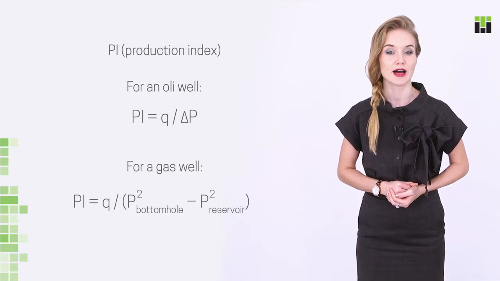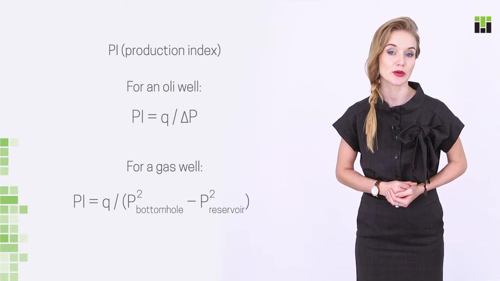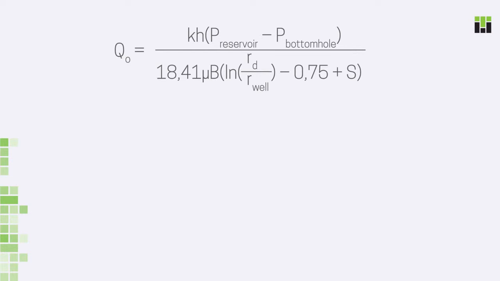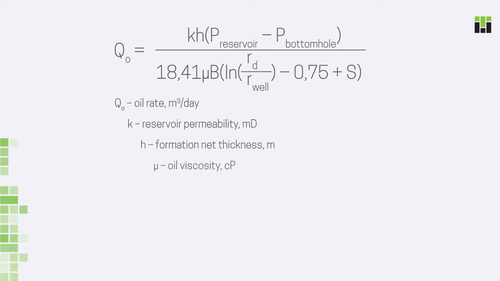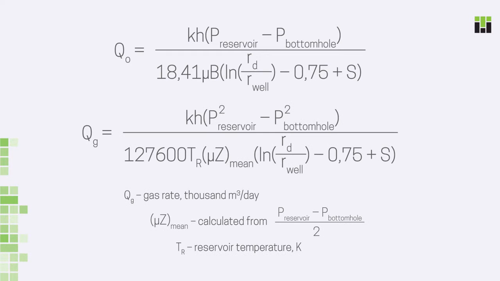Well production rate divided by pressure difference brings us production index PI, which describes well fluid production capacity. Fluid flow in the reservoir is governed by Darcy's law, which we are already familiar with, and described with the following equation: oil rate, reservoir permeability, formation net thickness, oil viscosity, oil formation volume factor, drainage area radius, well skin, condition of the near wellbore area. For gas, we can describe production rate using the following equation.